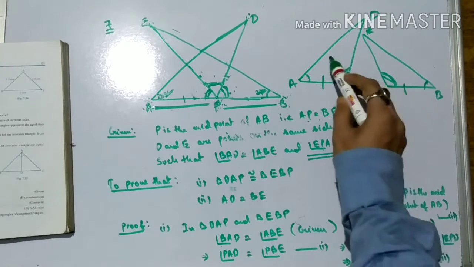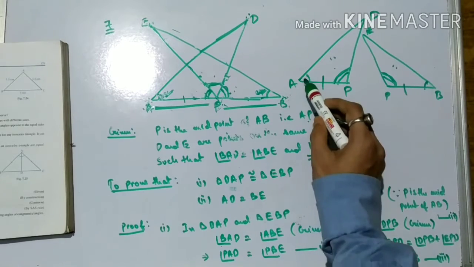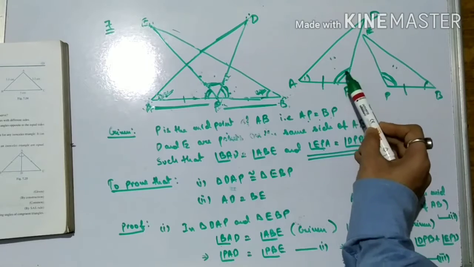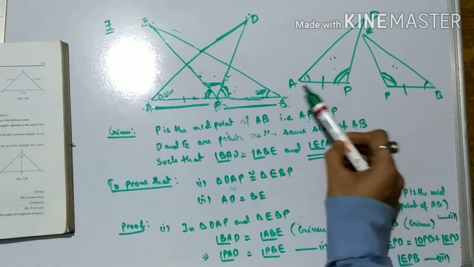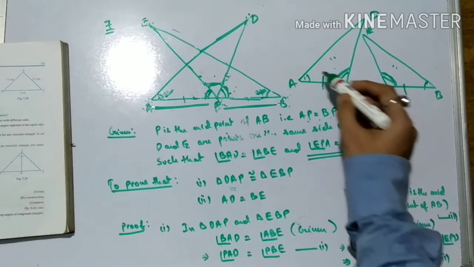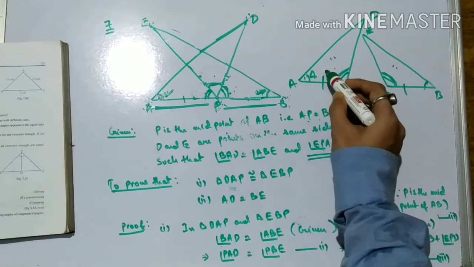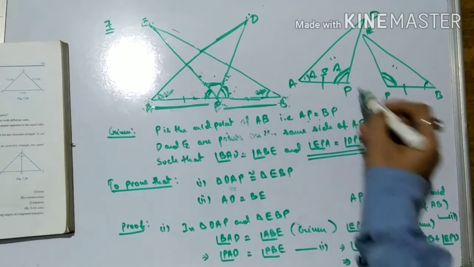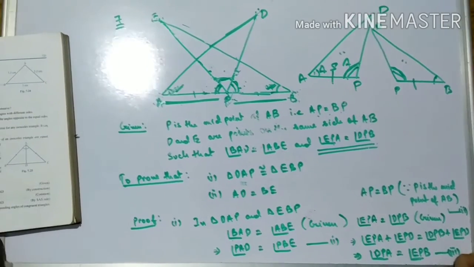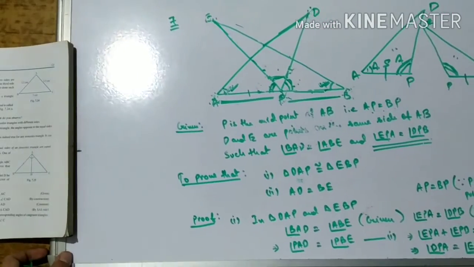So in these two triangles, what I got: this angle equal to this angle, this side equal to this side, and this angle equal to this angle. You see the side is included, yes or no? So therefore I can say that these two triangles are congruent by ASA. Understand? So therefore the last line, I am writing it in here, on this side.